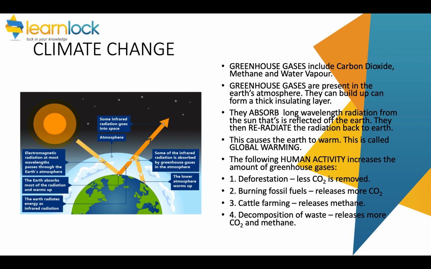Now, global warming is made worse because of human activity. For example, deforestation. By chopping down trees, less of the carbon dioxide is removed from the air by photosynthesis. By burning fossil fuels, we're releasing more carbon dioxide. Cattle farming makes more methane, and making waste. So the more people there are, the more waste there is, and when waste breaks down, it makes even more carbon dioxide and methane.